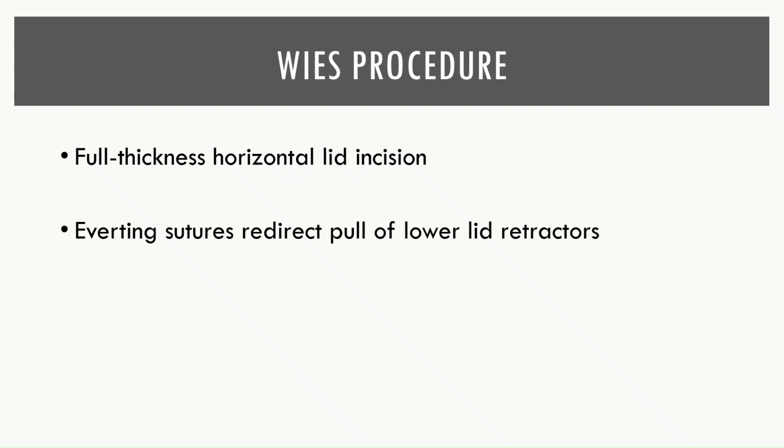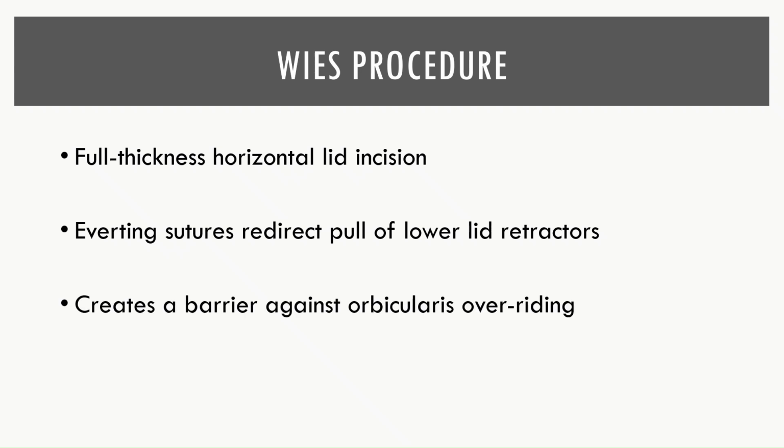The Weiss procedure gives a durable correction. It consists of a full thickness horizontal lid splitting and insertion of everting sutures. The everting sutures redirect the pull of lower lid retractors. The scar creates a barrier between the preseptal and pretarsal orbicularis, and the everting suture fairly effectively transfers the pull of the lower lid retractors from the tarsal plate to the skin and orbicularis.